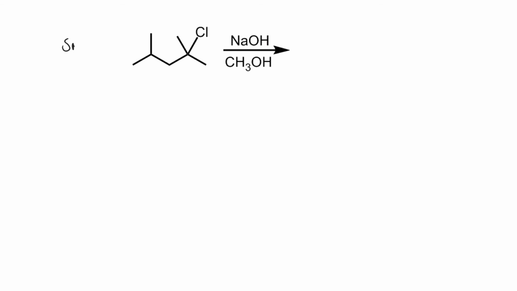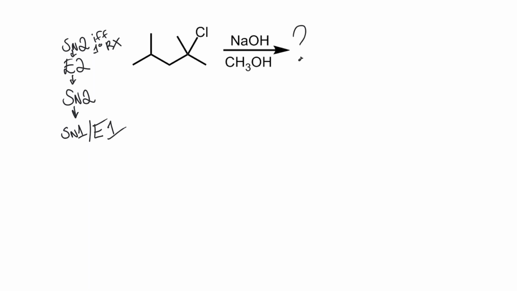I want you to give this a try. Use the checklist: SN2 first. If that fails you, go to E2. So remember, that's if and only if it's a primary Rx or smaller. If that's not the case, you move to E2. If E2 works, you're done. Otherwise, you go down to SN2. If that fails you, then you could consider SN1/E1. Okay, leaving that for you. Check your answer when you're done. Good luck.